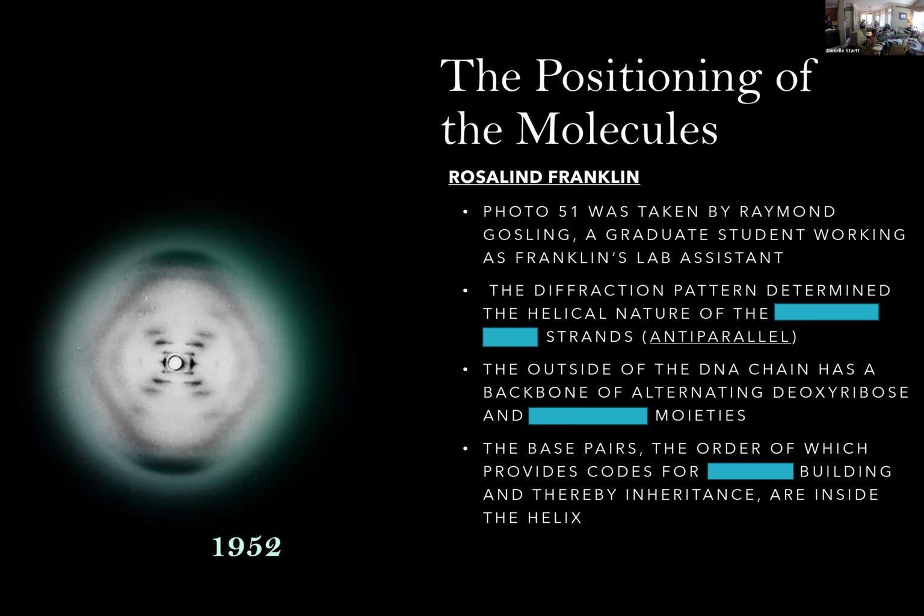So the diffraction pattern determined the helical nature of what? Of the double helix is basically what it is. It determined that it was a double helix and that it was anti-parallel. Outside of the DNA chain was a backbone of alternating deoxyribose and what?